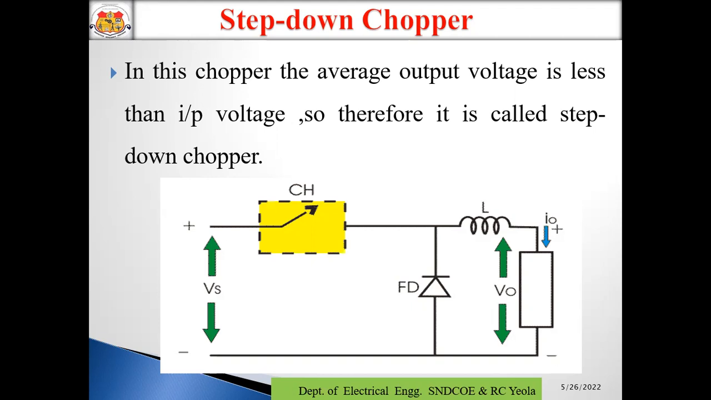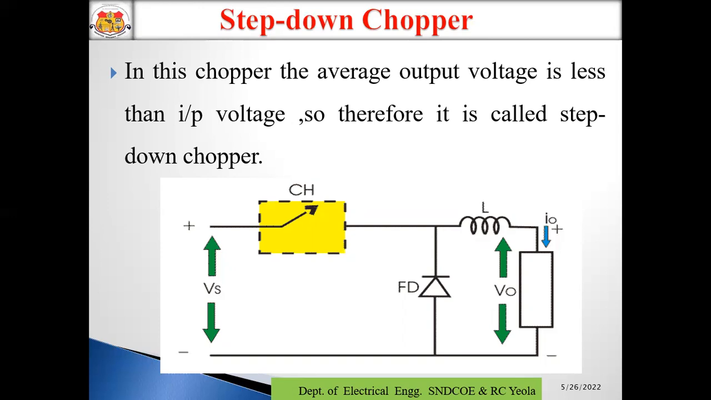First, we should know that the function of a chopper is to convert fixed DC into variable DC. As in the previous lecture, we have already discussed the working principle of the chopper. And this type of chopper is called a step-down chopper. Step-down means its average output voltage is less than the input voltage.